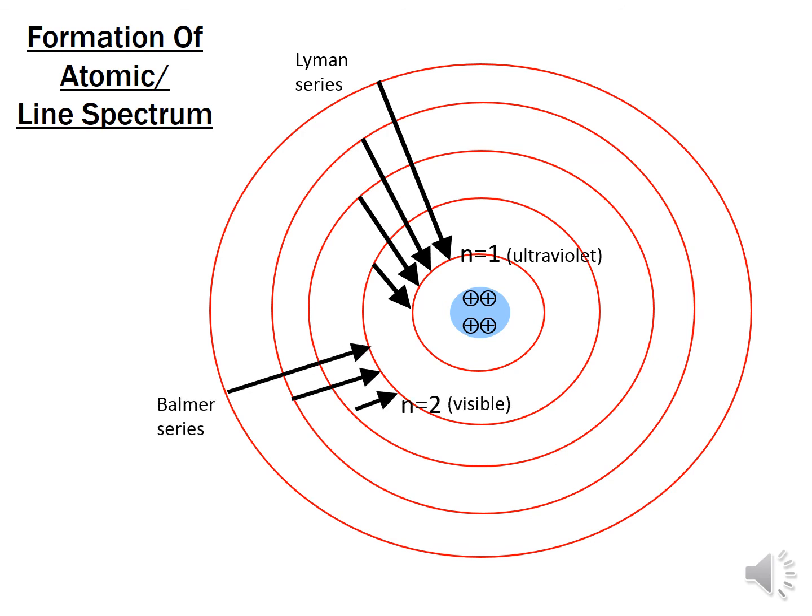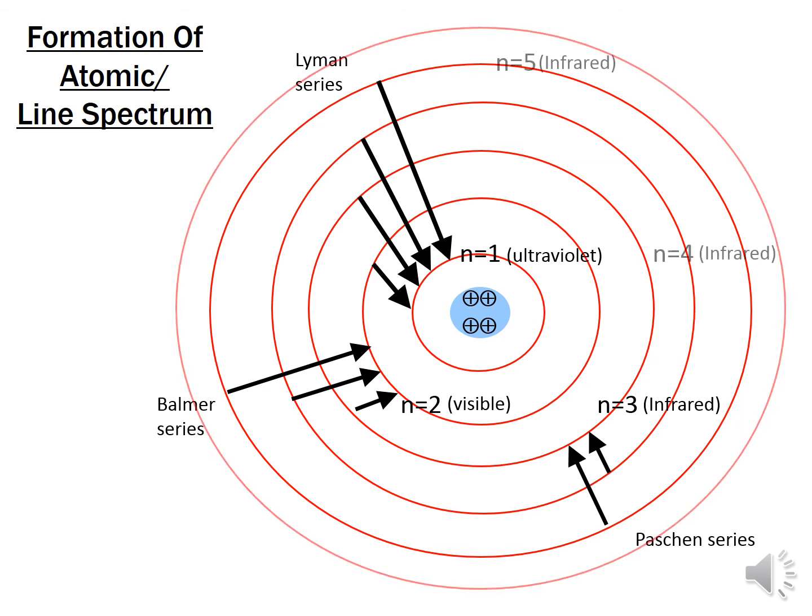When they fall into n equals 2, you must remember that in an atom we have a lot of electrons. So if the electron decides to go to n equals 2, it becomes visible light, and we call that the Balmer series. So you must know, when visible, it's Balmer series. If it's ultraviolet, it's Lyman series. If it is Paschen series, your n must be 3. If n equals 4, infrared. After that, it's all infrared.